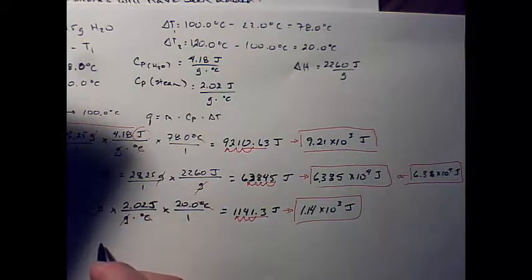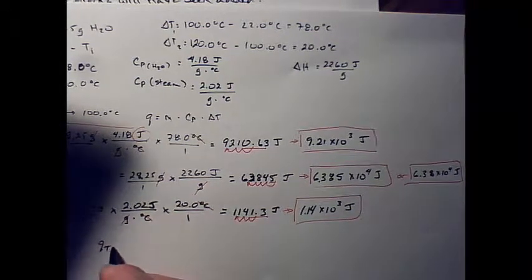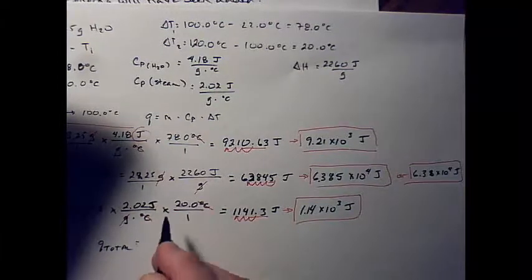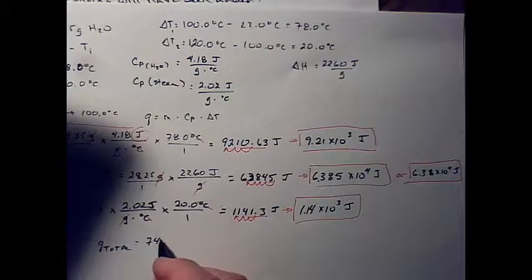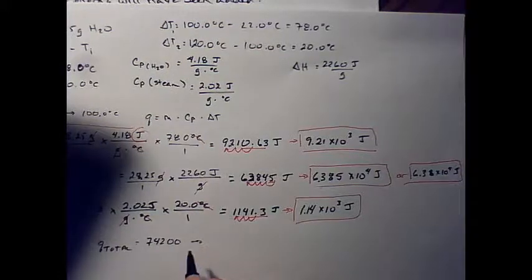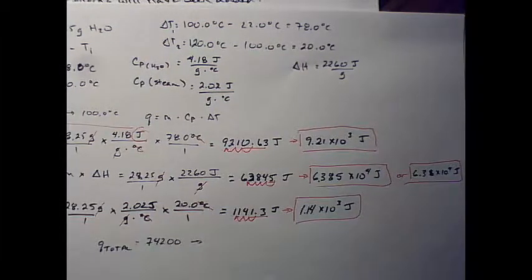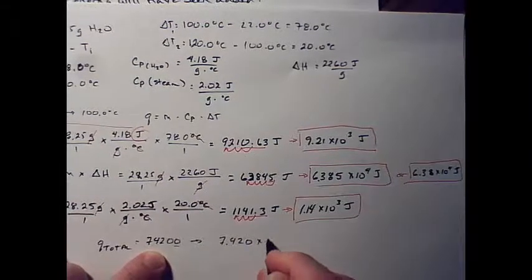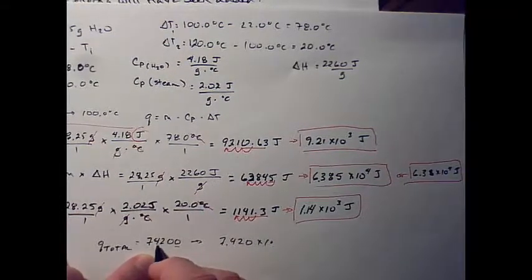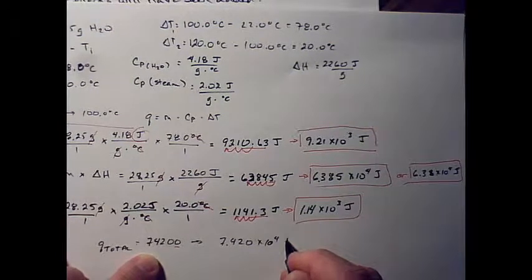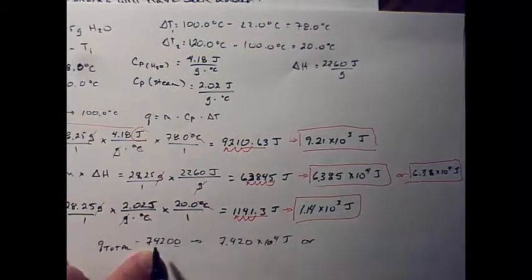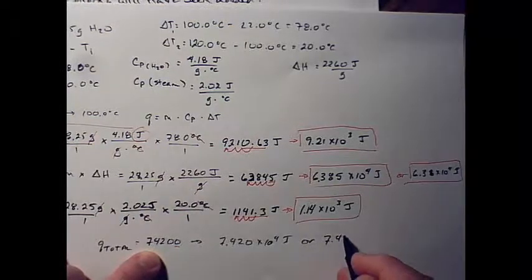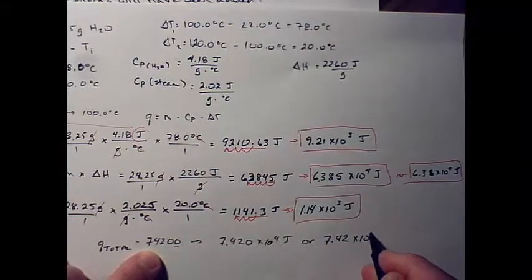So when I add all those together, Q total, I get 74200, which we're going to round off to either 3 or 4 digits. If you're rounding it off to 4 digits, your answer becomes 7.420 times 10 to the 4th joules, or with 3 digits, it is 7.42 times 10 to the 4th joules.